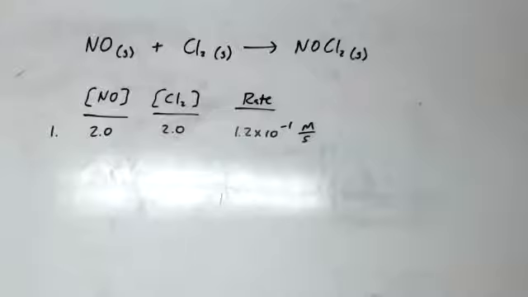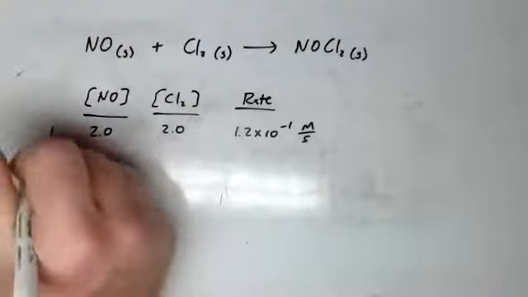That tells me that under these conditions, that NOCl2 product is going to form at a rate of 1.2 times 10 to the negative first molarity, moles per liter, every second. So every second, we get an additional 1.2 times 10 to the negative first moles for every liter of volume. So there we have our baseline for our experiment here. We have the same amount of each reactant, and we now have a baseline rate.